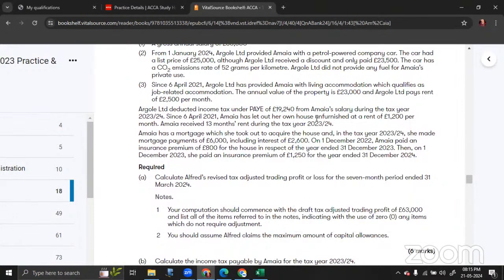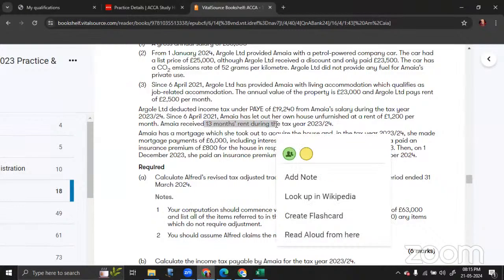AMEA has let out her own house unfurnished at a rent of 1,200 per month. Keep in mind, for an individual, property income calculation is by default cash basis. AMEA received 13 months rent during the tax year. So I know if you are using accrual basis, we'll only take 12 months rent. But when you're using cash basis, you have to take the 13 months rent. So 1,200 into 13 months.